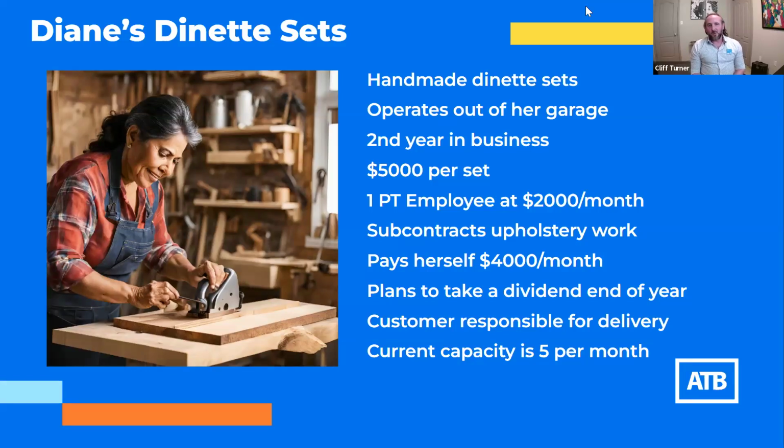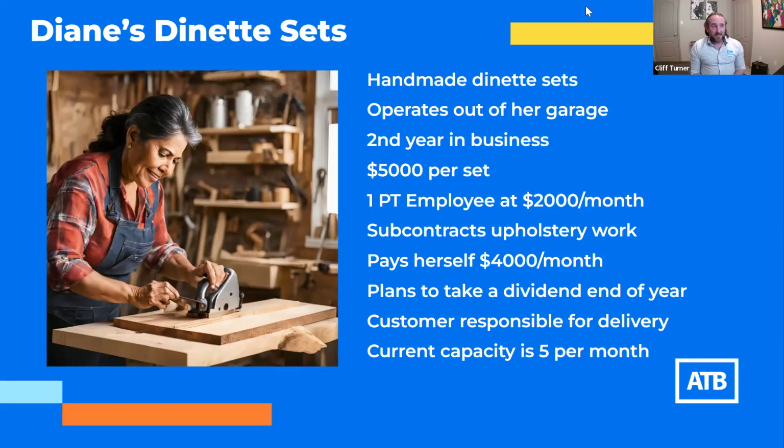And right now she has one part-time employee that comes in and helps her out. So this employee makes about $2,000 a month. They're just coming in to help clean up the shop, maybe run some errands, help her hold some things when she's working on the heavy stuff, whatever it happens to be. When it comes to upholstery work for Diane, she doesn't know how to do that herself, but she has a contact in her town that does. So she subcontracts the upholstery work for the chairs out to that person.